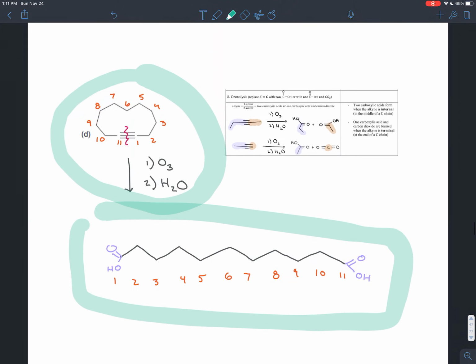So hopefully this video gives you a sense, not so much of the mechanism, but just how you can predict what product you'll get in synthesis. If you do ozonolysis, O3 followed by water, in 2 separate steps with an alkyne.